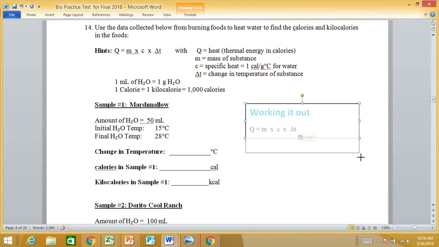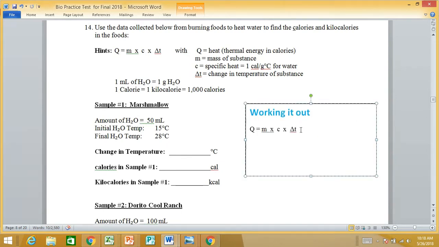That's our formula, right? Q is what we're trying to solve for. So we've got our M here for the mass. The mass is going to be your water, so our mass here is 50 milliliters. So we heated the water. And remember, a milliliter of water is equal to 1 gram of water. So we're going to put in G for grams. We're going to do that times 50 grams times.